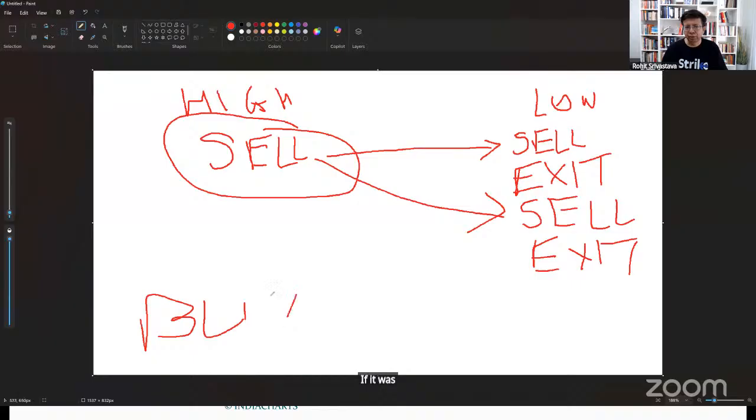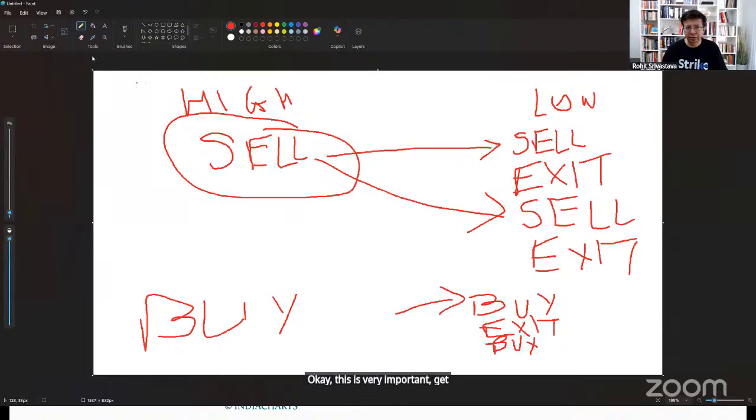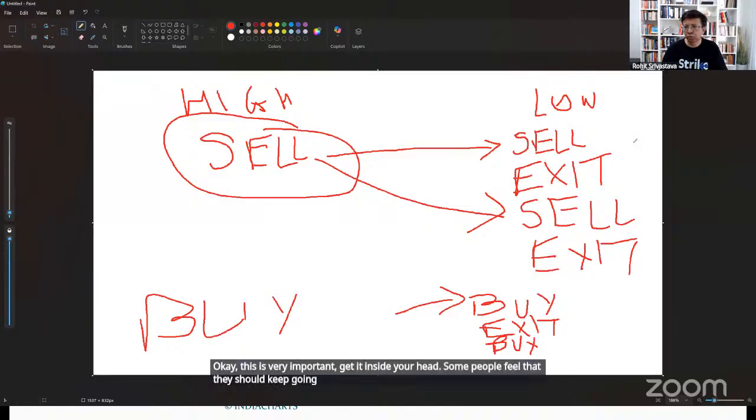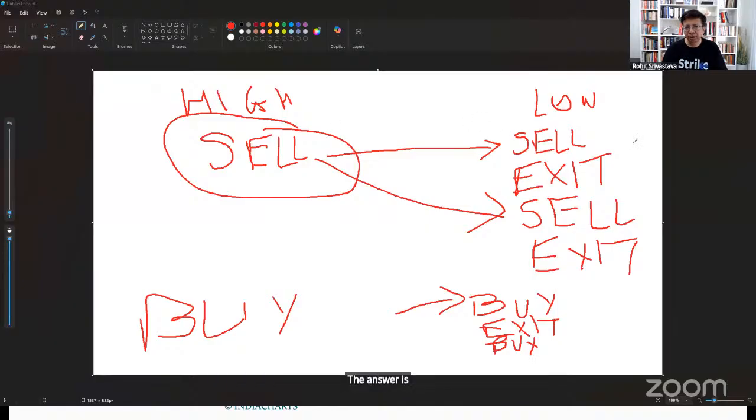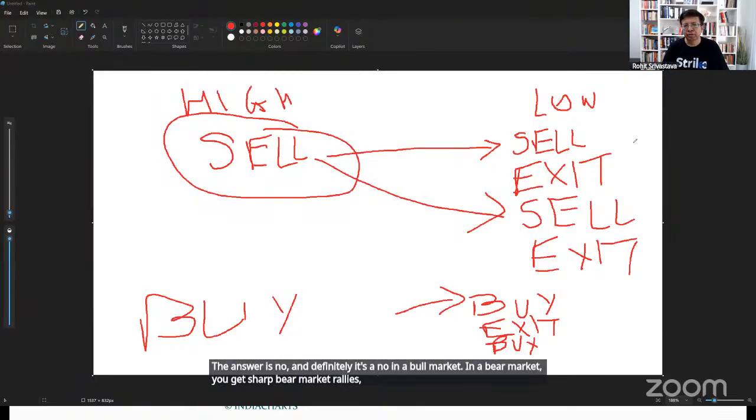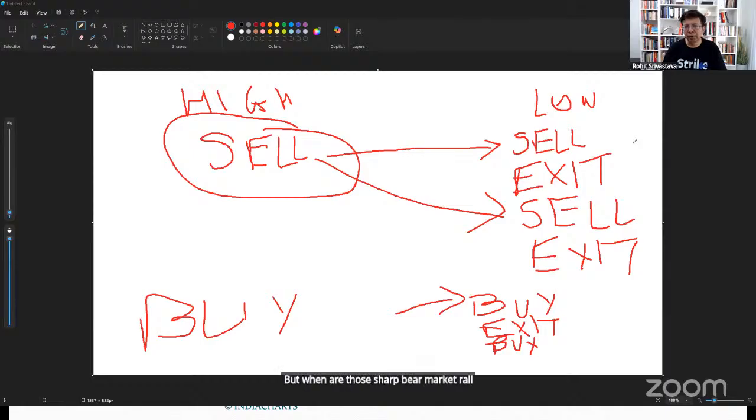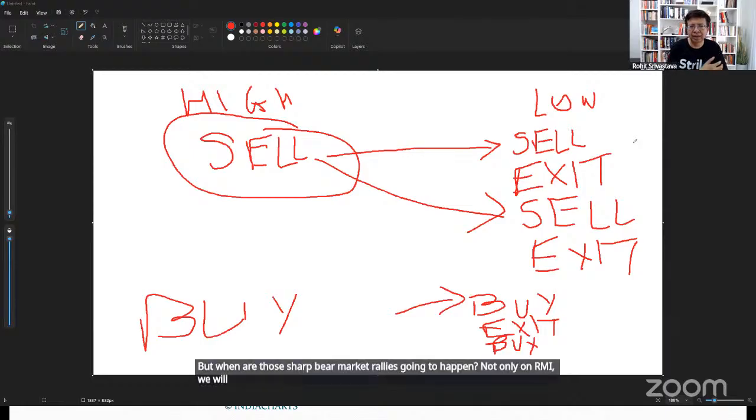If it was a buy, what would I do? Buy, exit, buy, exit, buy, exit. That's what I would do. Okay, this is very important. Get it inside your head. Some people feel that they should keep going long and short both sides of the market. The answer is no, and definitely it's a no in a bull market. In a bear market, you get sharp bear market rallies. But when are those sharp bear market rallies going to happen? Not only on RMI, we will use the swing, which we'll get to later on, to determine those points, because those points are also based on sentiment.